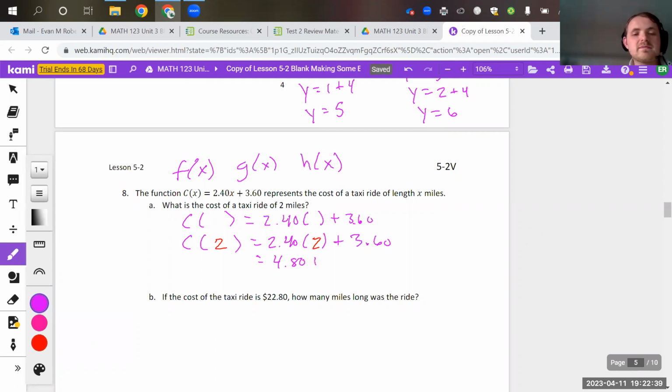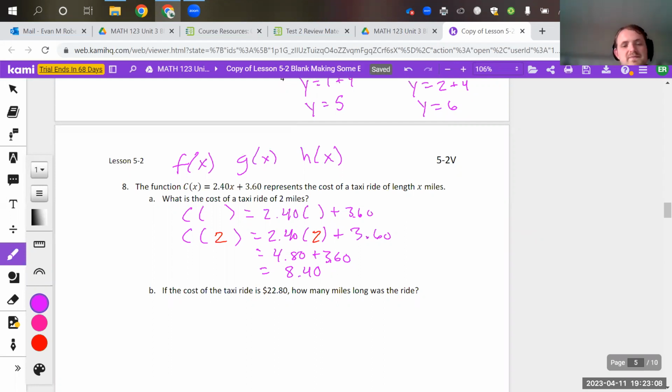All right, so that gives us 480 plus 360, giving me a final answer of, I think that's 840. I could be wrong. I don't know where my work is. It's close by here somewhere. I believe it's 840. Definitely correct me if I'm wrong. Yep, 840. So again, cost of taxi ride being 2 miles would be $8.40.